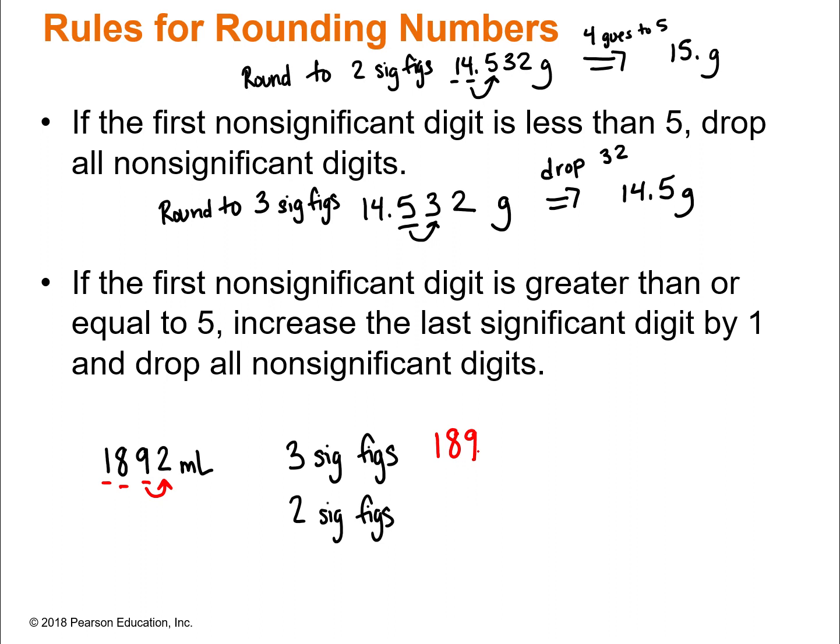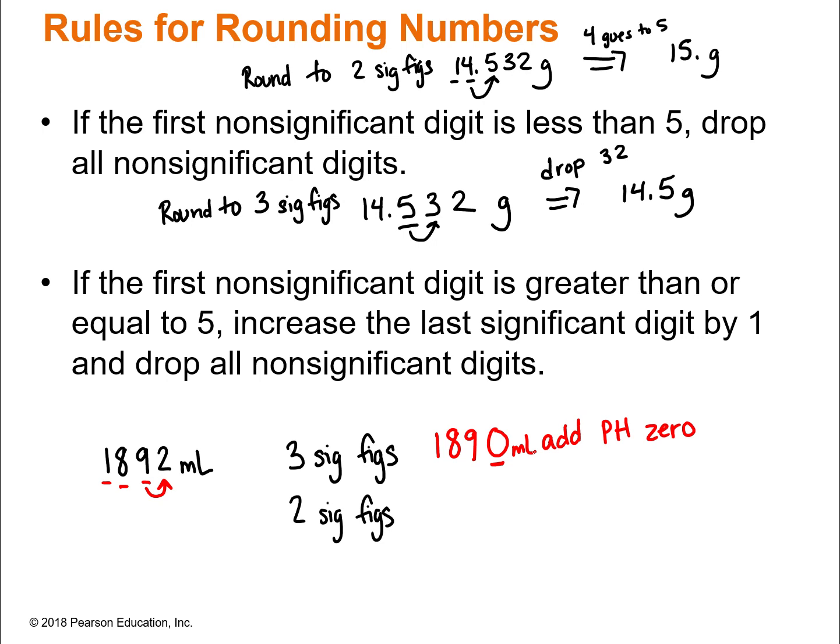But 189 is different from 1,892. We did a little bit more than just rounding there. So we need to add a placeholder 0. This number has 3 significant figures, and we use that 0 to show the difference between 189 and 1,890.